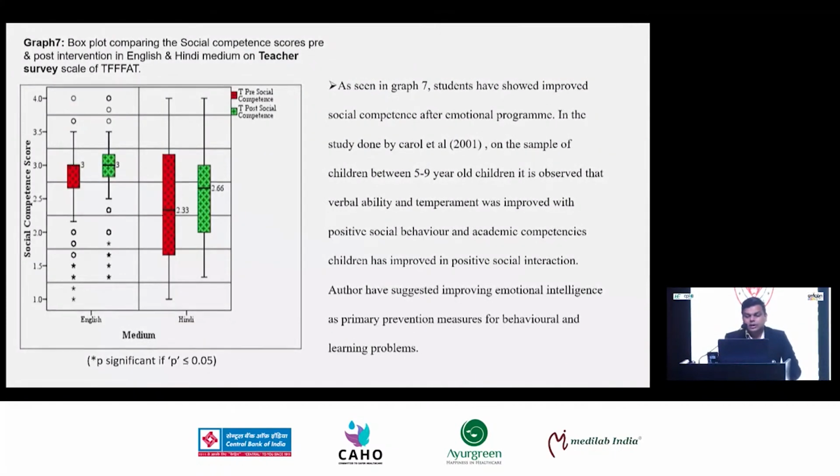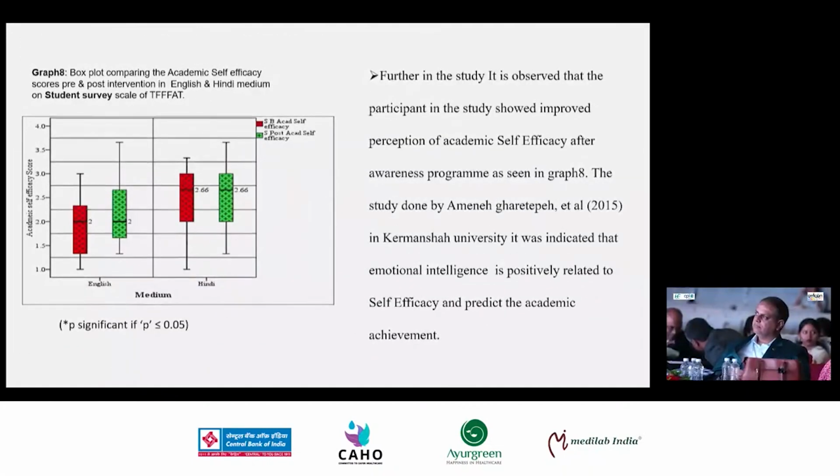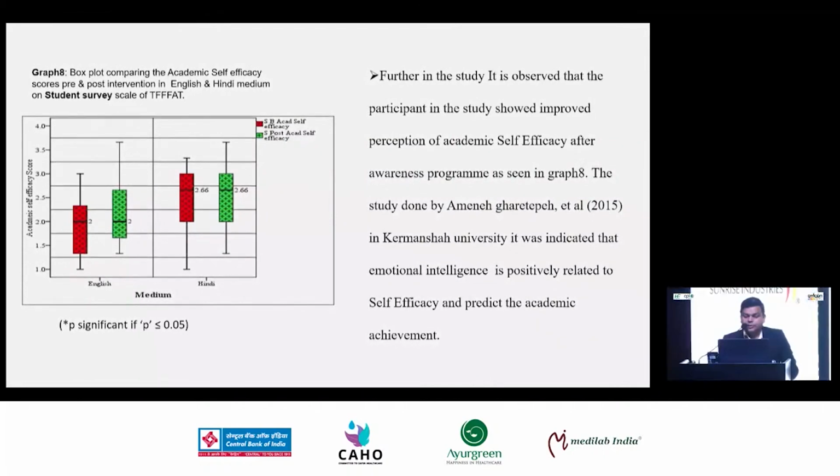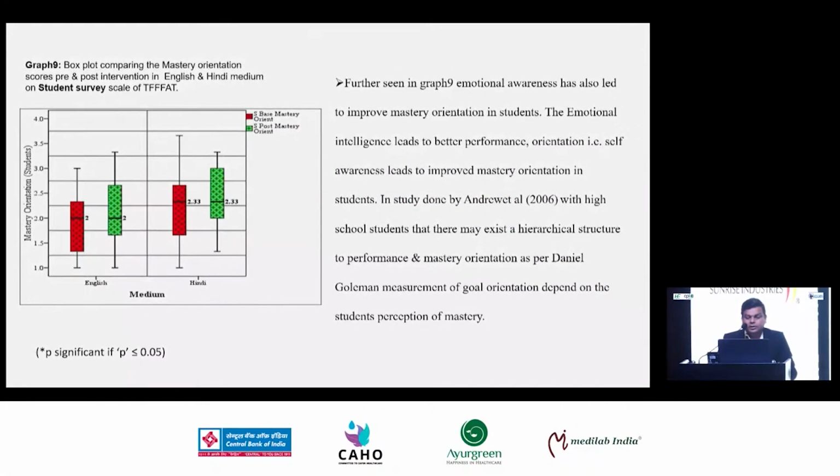Graph 7 shows there is an improvement in the social competency on the teacher scale, which was supported by the study by Carl et al. in 2001. Graph 8 shows there is improvement in the perception of academic self-efficacy after the program, which is supported by Amanda Graffett et al. And graph 9 shows there is improvement in the mastery orientation in the students after the awareness program, which is supported by Andrew et al.